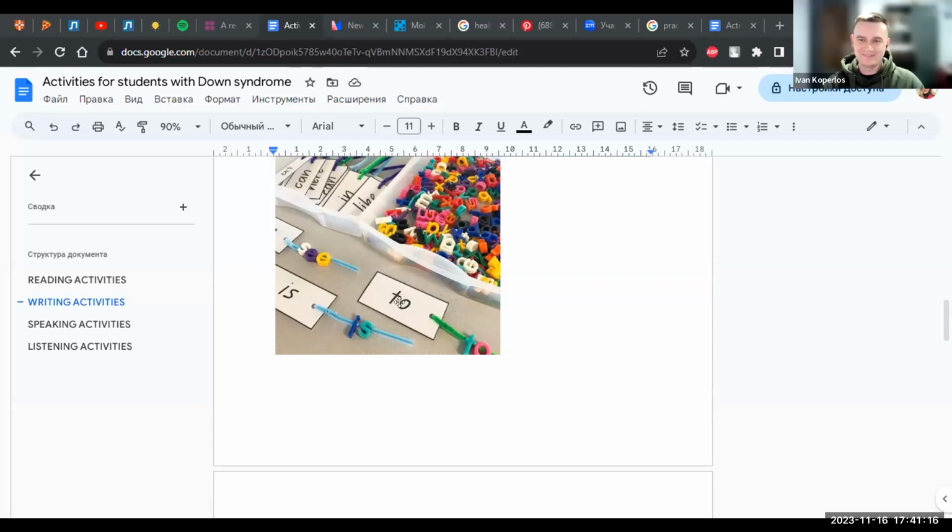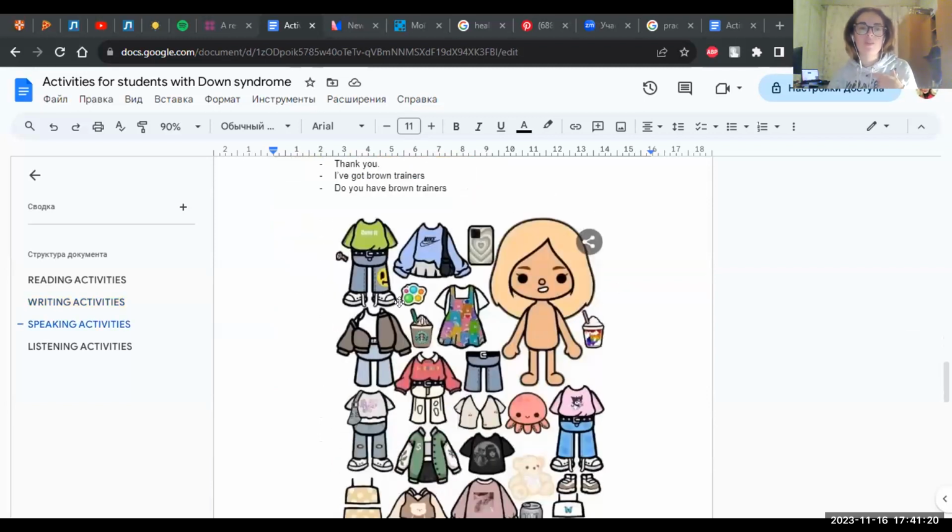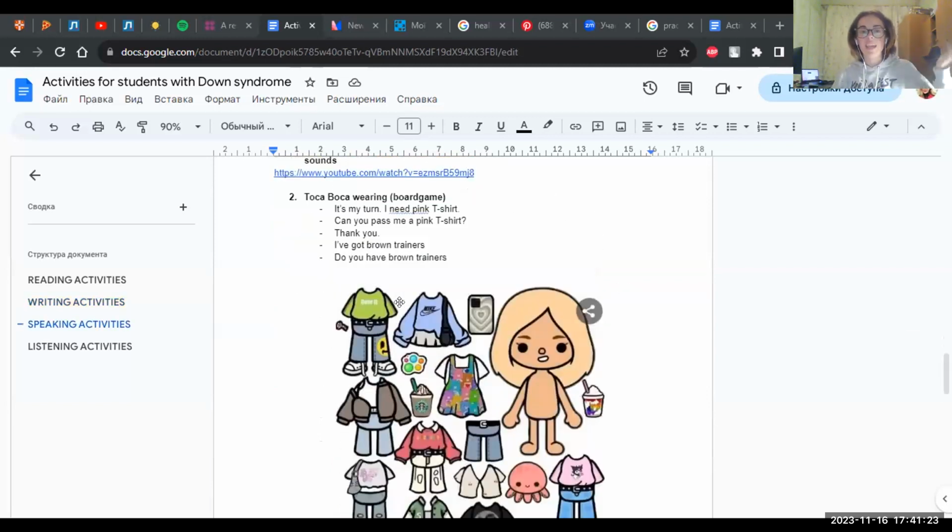Incredible. Okay, and about speaking, it's my turn. I will present my board game. It's Toca Boca, which is very popular in the children's society. I know my child knows this game.